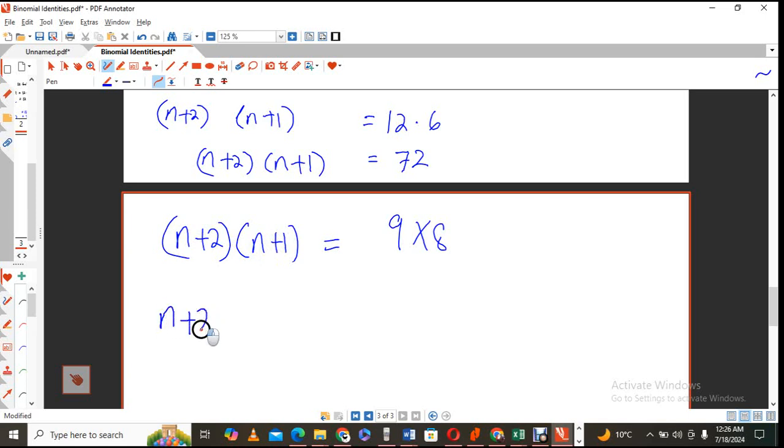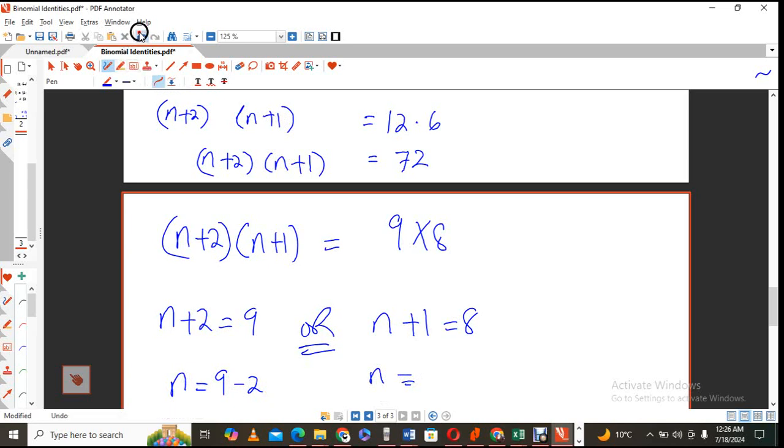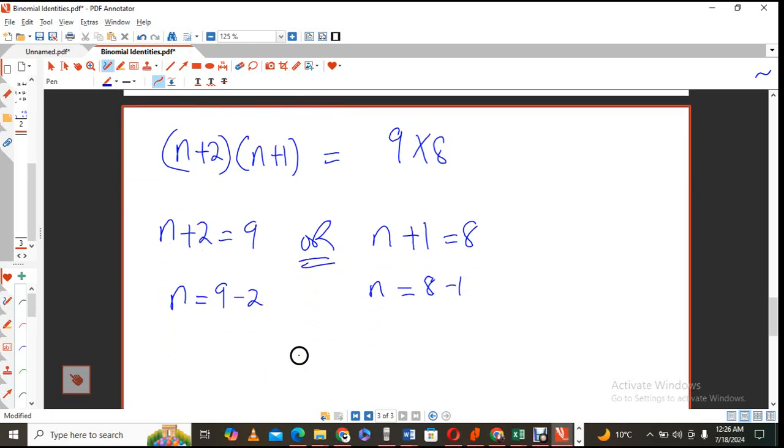So n + 2 is equal to 9. I'll get the same answer if I say n + 1 is equal to 8. And you can go ahead and look: take away 2, n equals 7, or 8 take away 1. So what is our answer for n? n is positive, our answer is n is equal to 7. Of course, you'll get the same answer here, n is equal to 7.